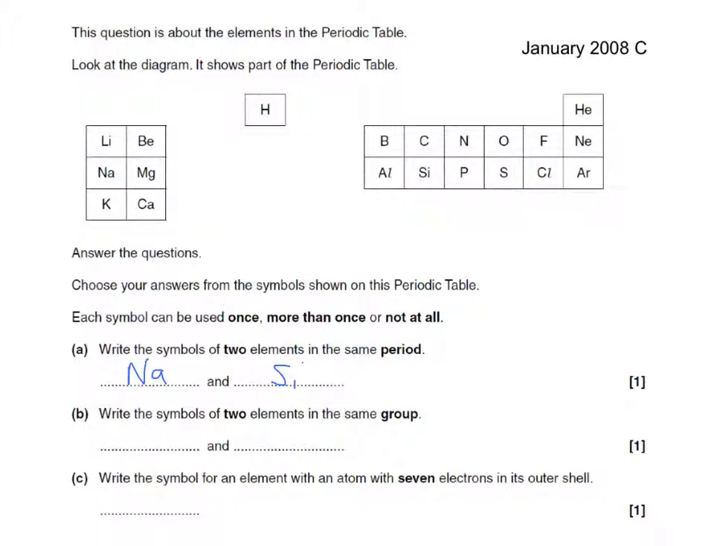Write the symbols of 2 elements in the same group. Okay, here we go for group 1. Let's go for lithium and sodium.